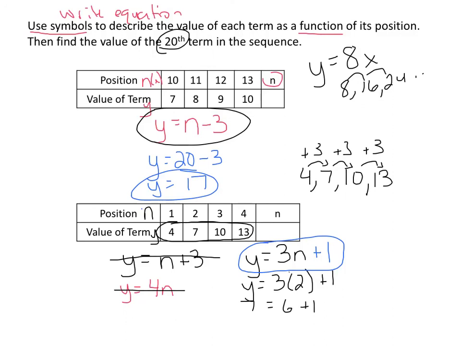Now we want to find the 20th term, which means I'm going to put 20 in for n, so it's going to be 3 times 20 plus 1. 3 times 20 is 60, plus 1 is 61. So our 20th term is going to be 61.